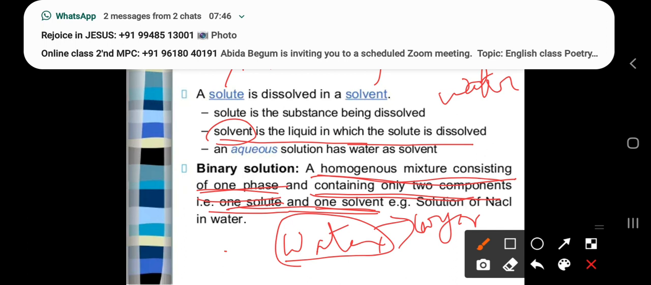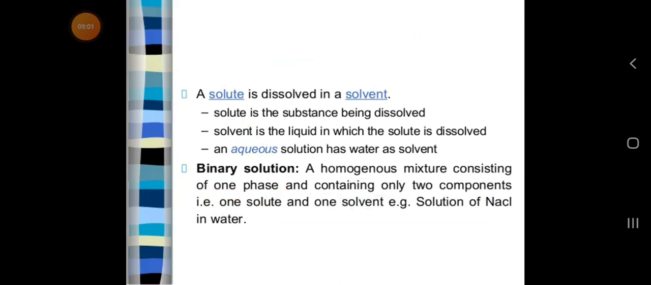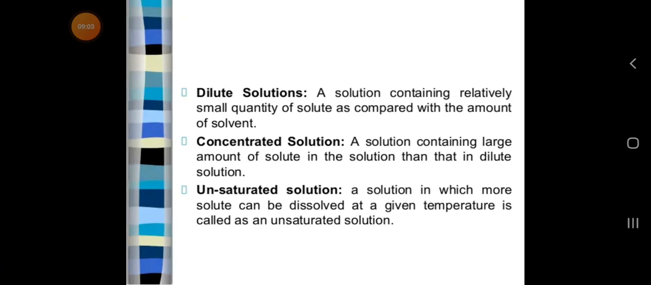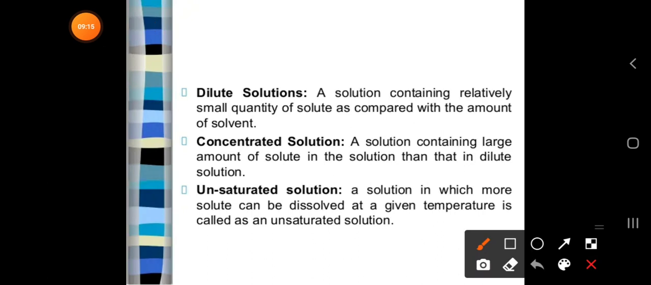Okay. Now let us discuss what a saturated solution, dilute solution, concentrated solution, unsaturated solution and supersaturated solution are. Now see here, dilute solutions. A dilute solution is a solution containing only a small quantity of solute compared with the amount of solvent. That is when we call it a dilute solution.